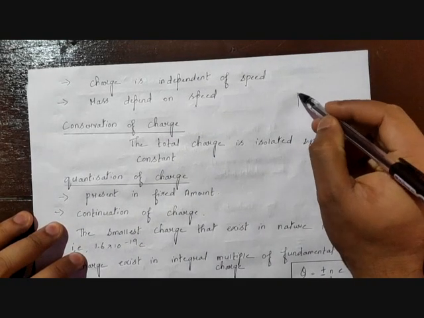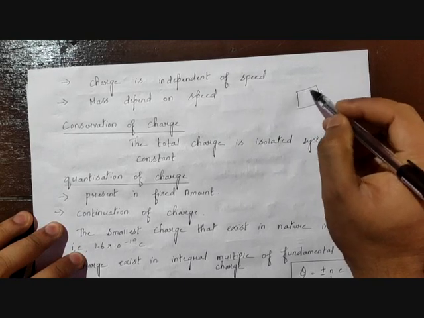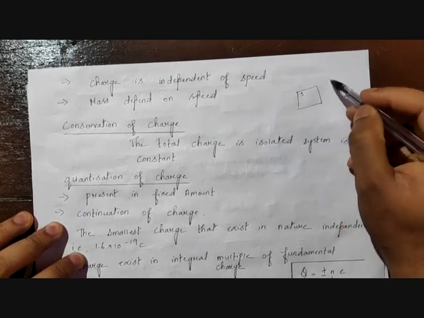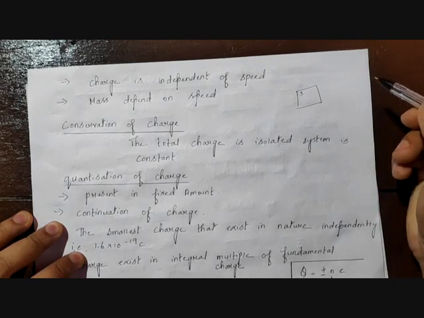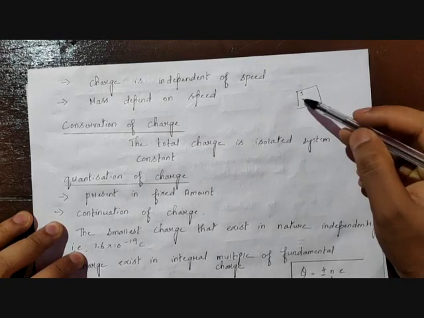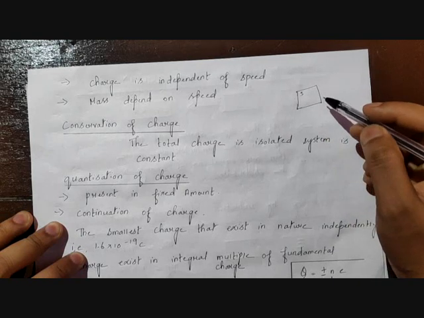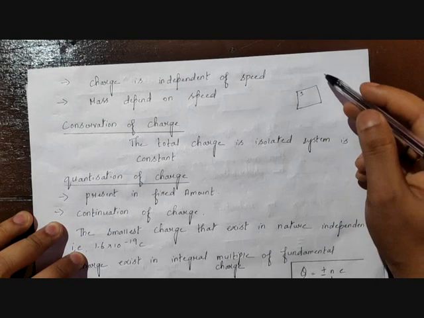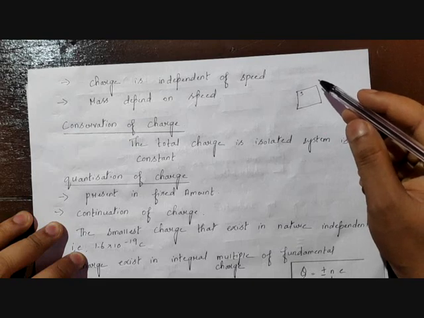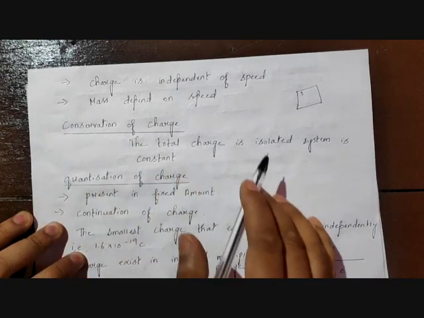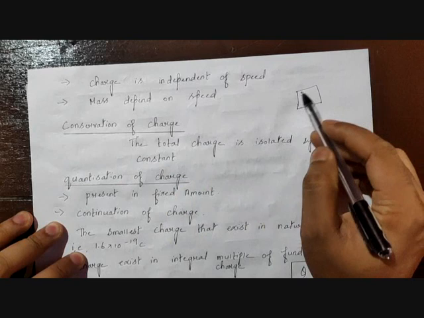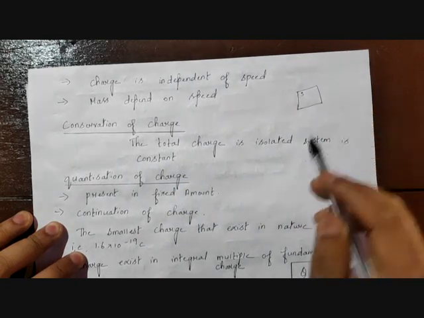Suppose this is called a system. For example, this is a system, right? This is the surrounding, right? In thermodynamics we learned that. Isolated means a body that will not get disturbed by the surrounding. So conservation of charge says that the total charge in an isolated system will be constant.